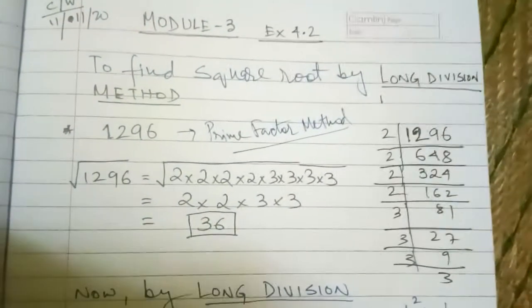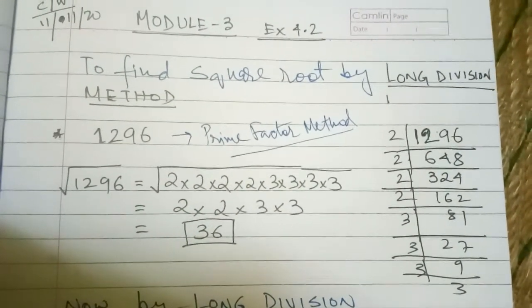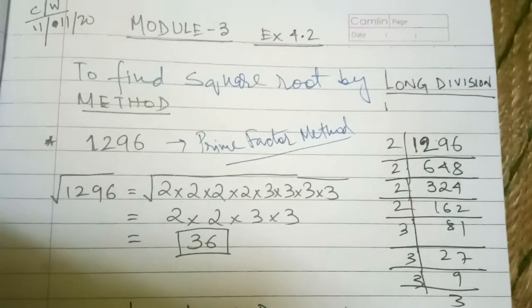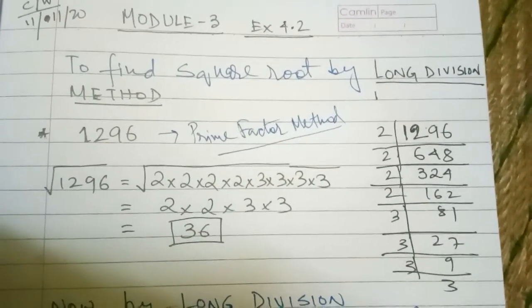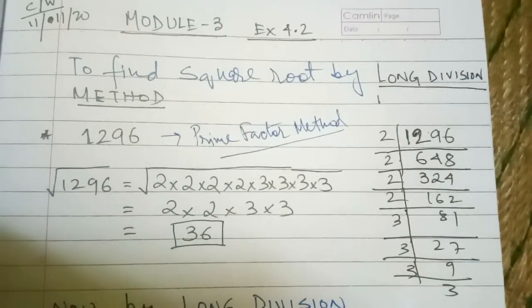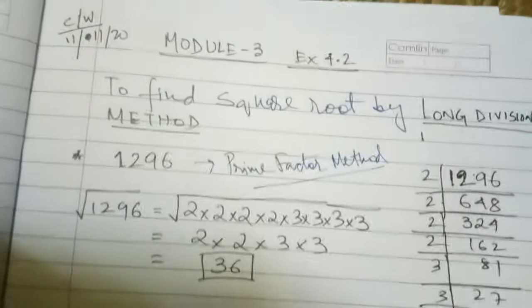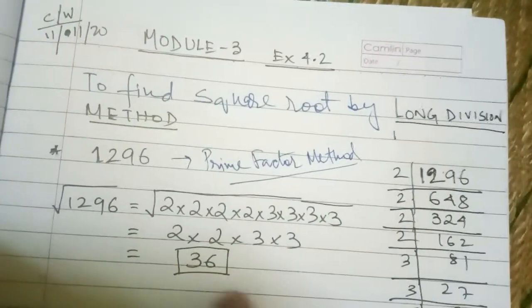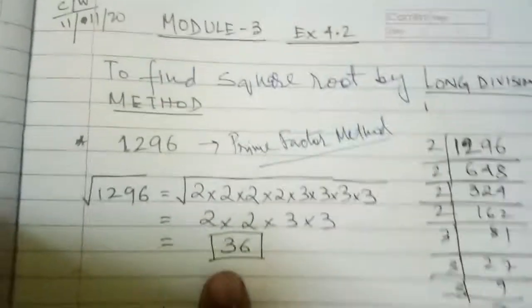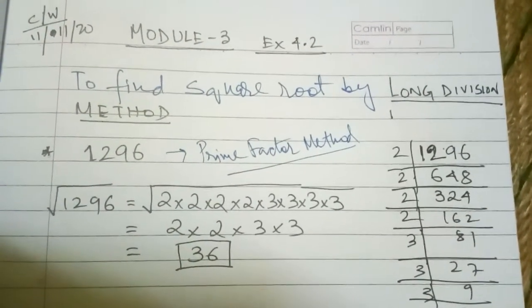Why have I done the prime factor method, which we did in the first exercises, in module 1? I did it here to show you the comparison of how it is done with the prime factor method and how it is done with the long division method. Normally, prime factor method means what? You have to do the prime factorization, then find the square root. It takes a long time, or the duration might be long.